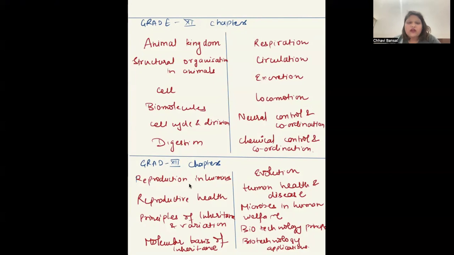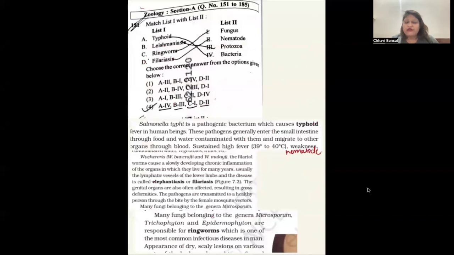And from grade 12, obviously reproduction in humans and reproductive health, principles of inheritance and variation, molecular basis of inheritance, evolution, human health and disease, microbes in human welfare, and biotechnology, both the principles as well as the applications. So these were the chapters mostly present in the paper. At the end of the discussion, I will also show how many questions and what the question numbers are that are exactly from the NEET paper. Okay, so let's begin with our first question.